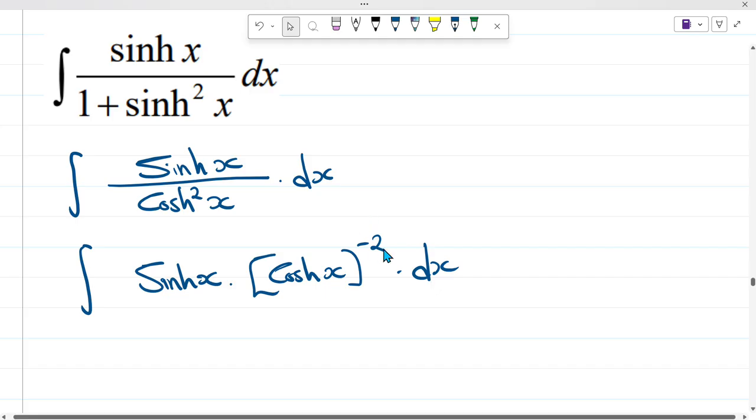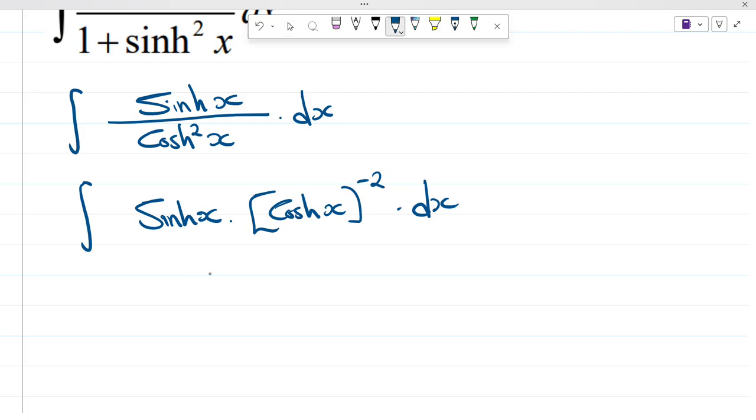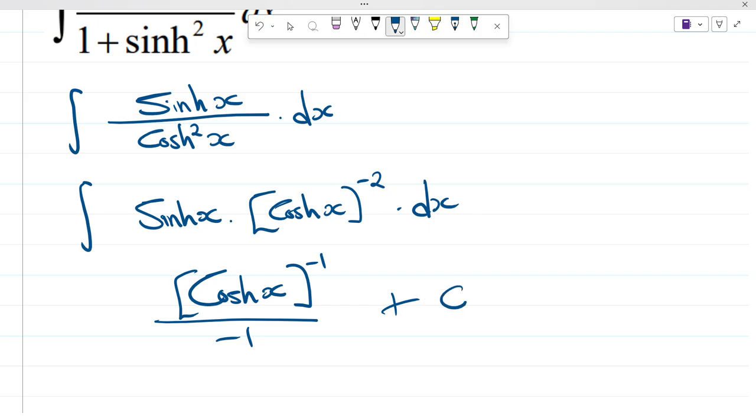So when I use my general power rule, I need to first check that if this is my f of x, can this be f prime of x? Yes. So then I just apply the general power rule. It says that whatever you call your f of x, you add 1 to the exponent that it already has. So it's going to be cos of x to the power -2 plus 1, that's -1, and then divided by -1 plus c.